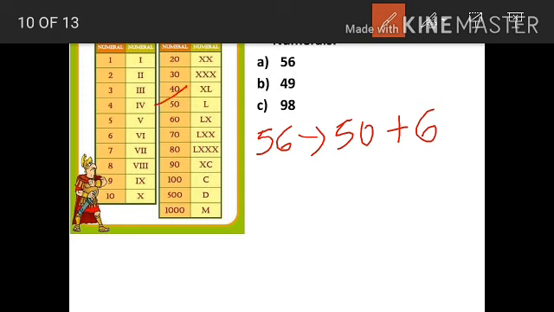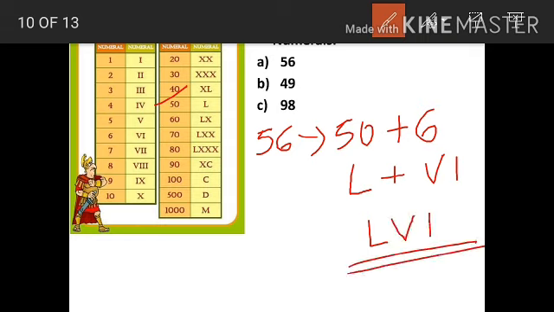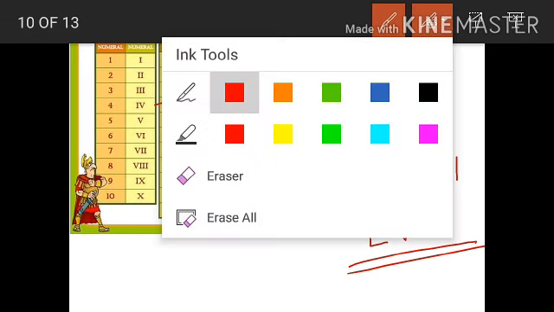Now, how will we represent 50 as a Roman number? We know that we can use L. So 50 is represented as L. Now what about 6? 6 is represented as VI. So once we write it together, we get the answer as LVI. This will be the answer for 56. 56 is written as 50 plus 6, and L is the letter for 50 and VI for 6. So LVI means 56.